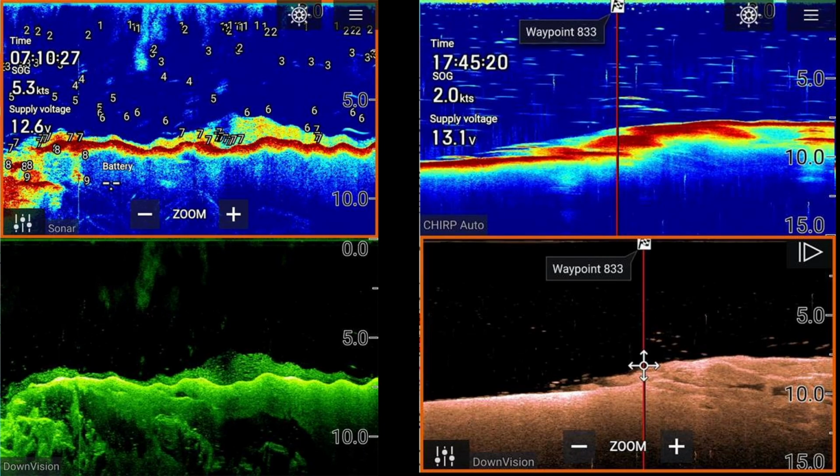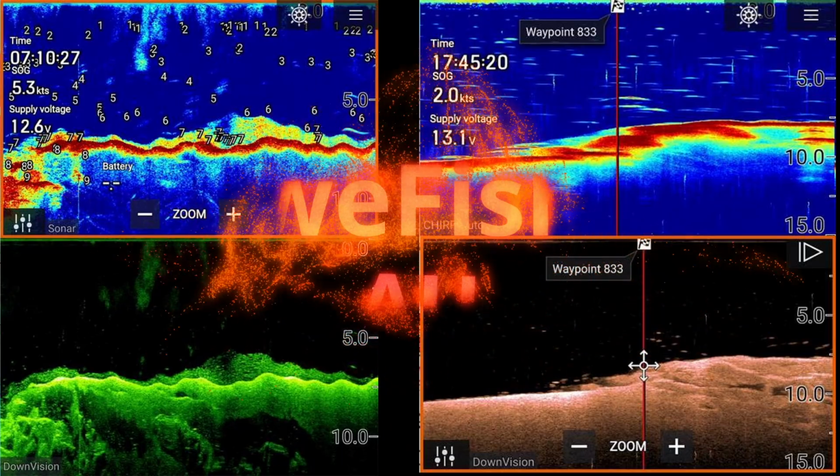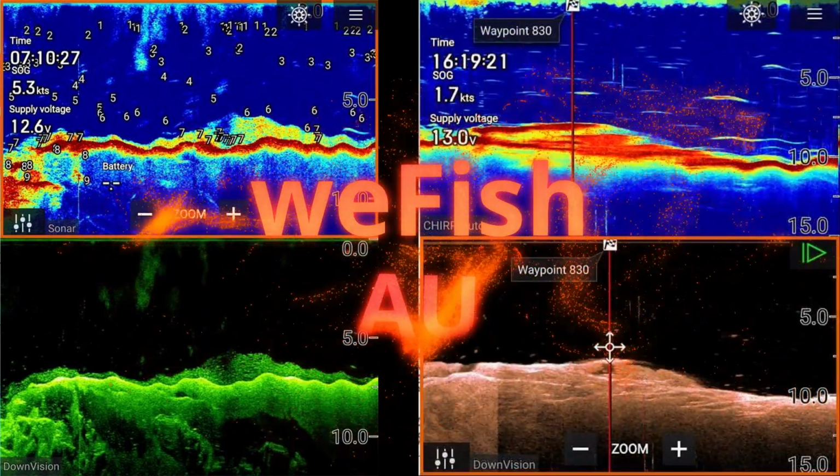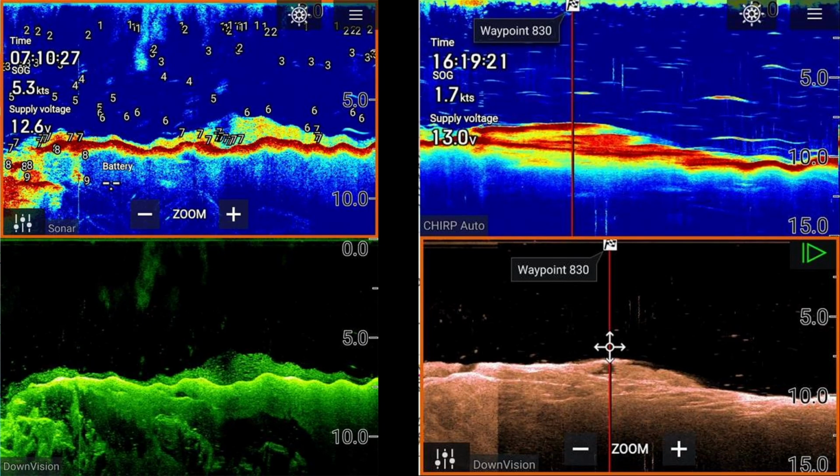G'day crew. I had intended to finish the 2D sonar and start on the down vision in this episode, but I'm editing under very primitive conditions, so I'm going to make it a short video and just finish up what I wanted to say about the 2D sonar.